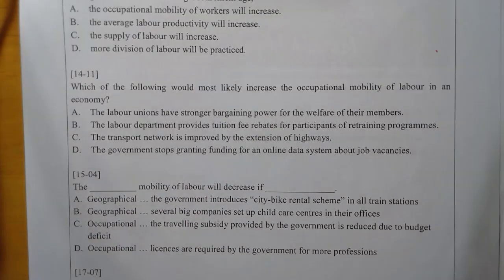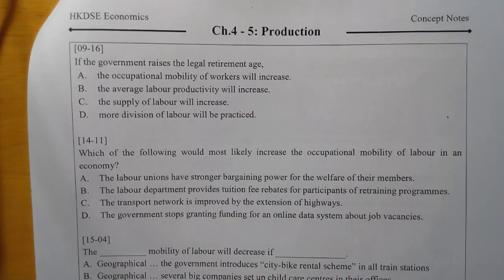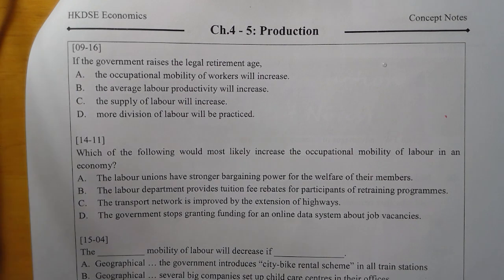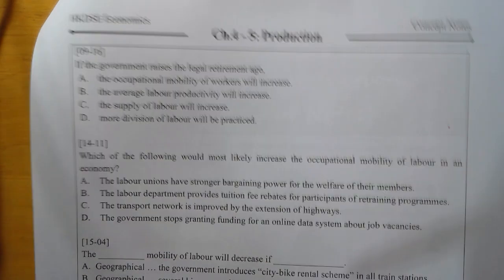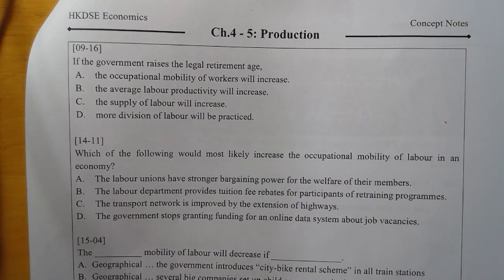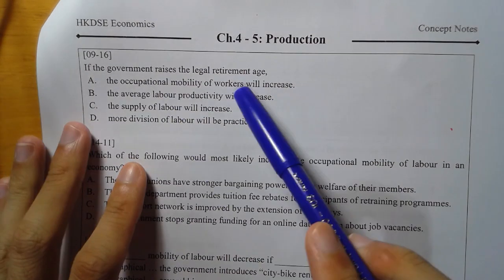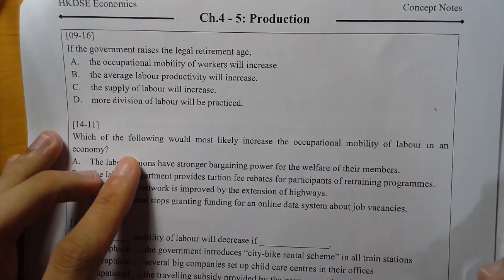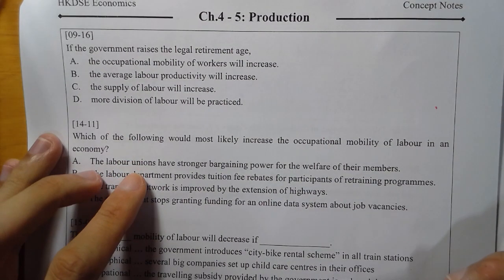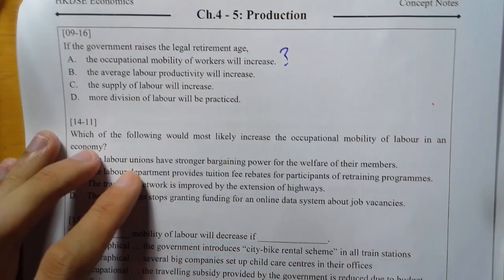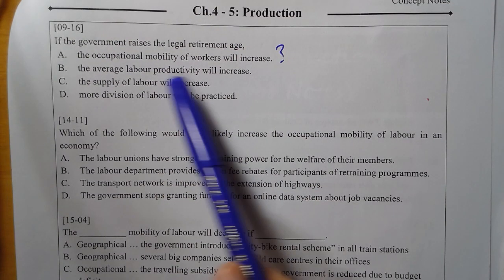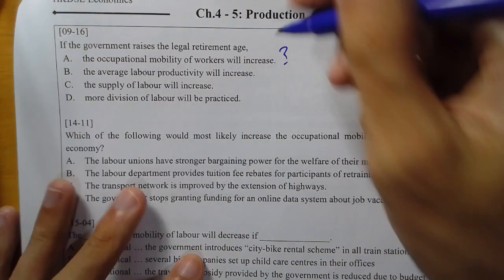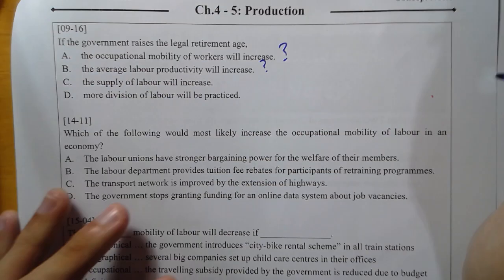Now, next one. The government raises the legal retirement age. Then you see that occupational mobility of workers would increase. Retirement age. Does it have anything to do with occupational mobility? No. Alright? Now, average labor productivity would increase. Well, we don't know about that.